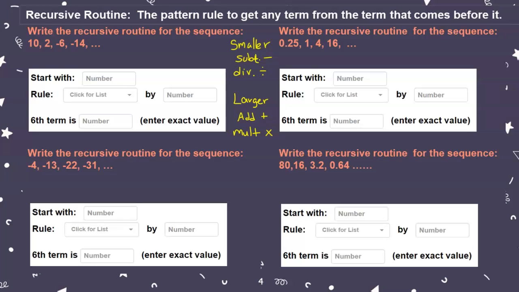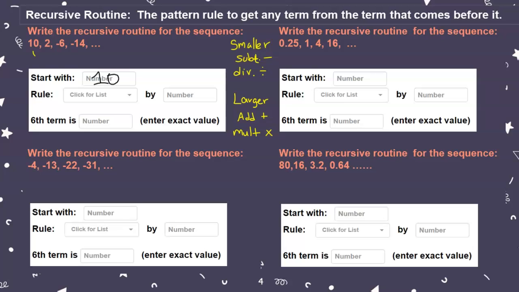So for our first example, we're starting with 10. So I can write a 10 in here. And my rule is going to be add, subtract, multiply, divide. So why don't you pause the video right now and try to figure out the pattern, what's going on to get from 10 to 2. And then whatever you think, does that work from 2 to -6?